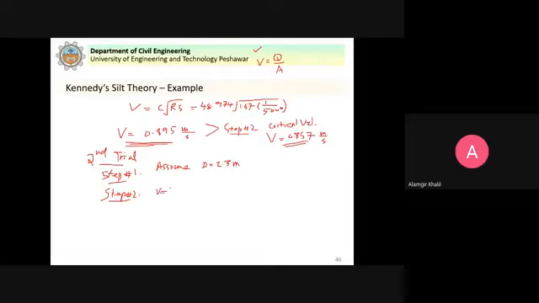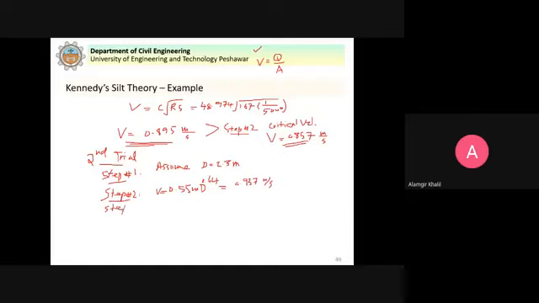V is equal to 0.55 into critical velocity ratio into this depth, power 0.64. So just you put the values directly, we will get this critical velocity as equal to 0.937 meter per second. Next we have to calculate the area.